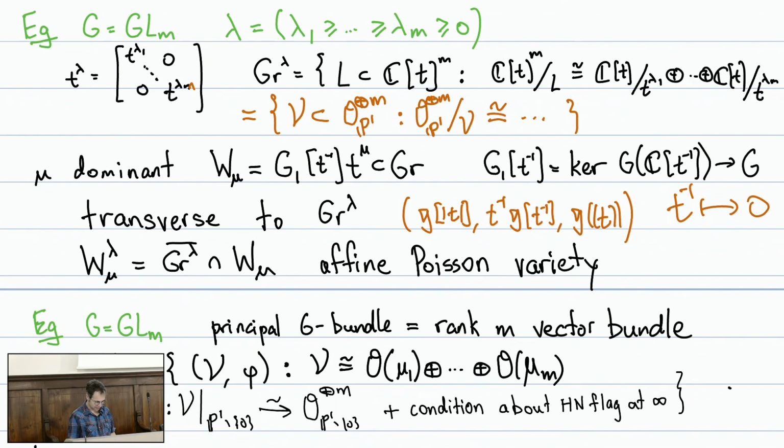So let's look at GLM now. Remember, a principal G bundle is the same as a rank M vector bundle. So W mu is a set of pairs (V, phi), where V is the rank M vector bundle and phi is this trivialization away from 0 as before. And now, where does the mu enter the game? Mu enters the game as a condition on the vector bundle.